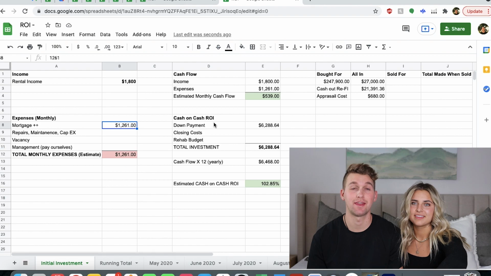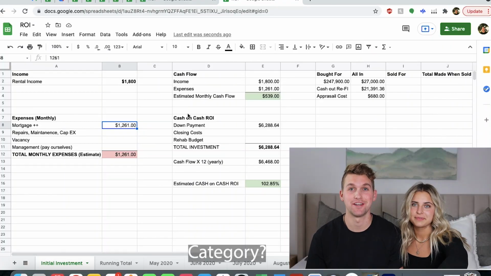So this is called, I think, the four-quadrant category.